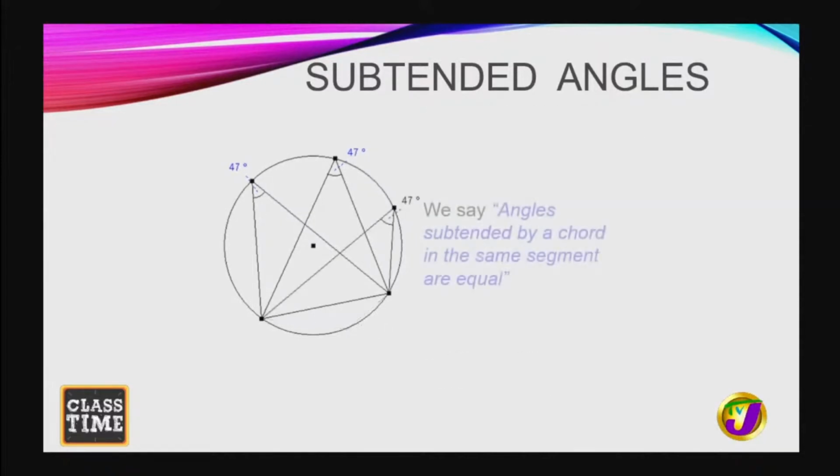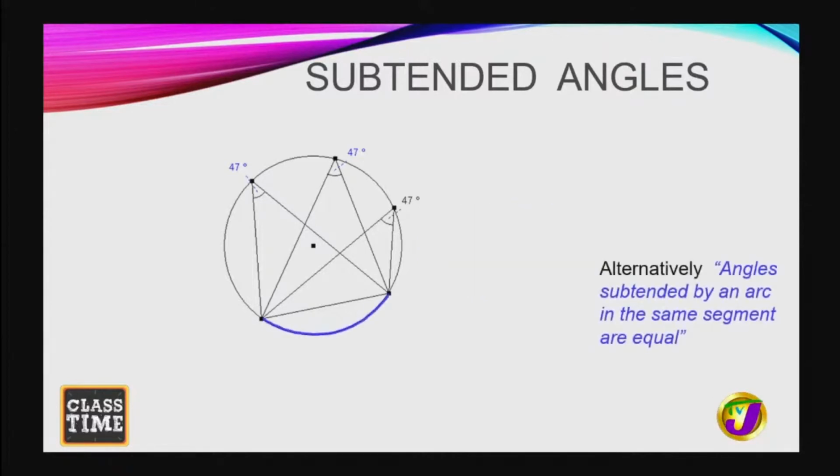And we can say angles subtended by a chord in the same segment are equal. All right, guys. So note it. Same arc, angle subtended by the same arc, equal. So that's our theorem. Alternatively, we can say angles subtended by an arc in the same segment are equal.